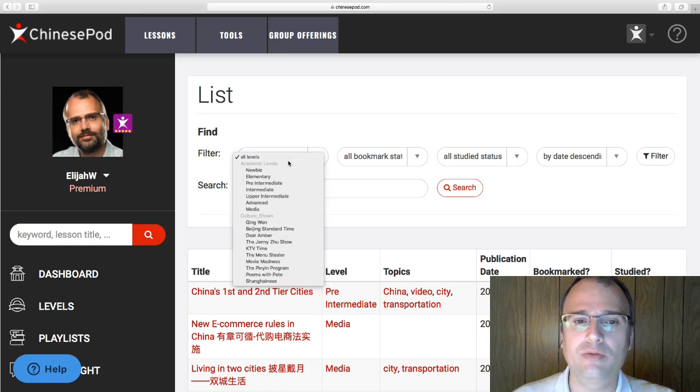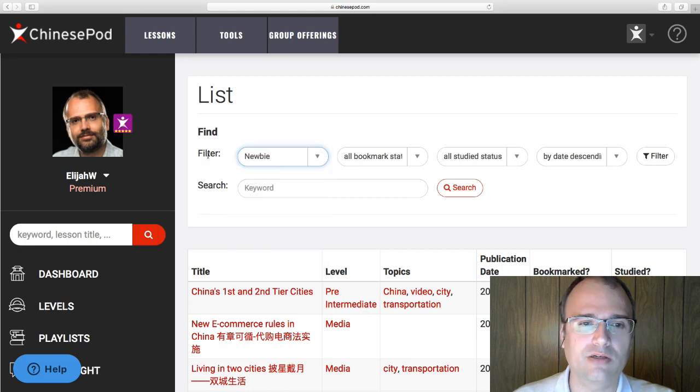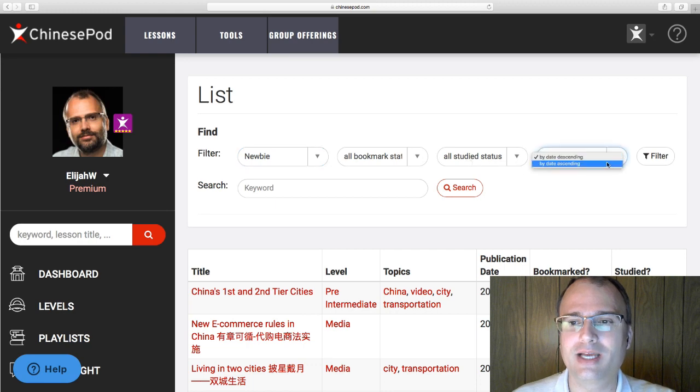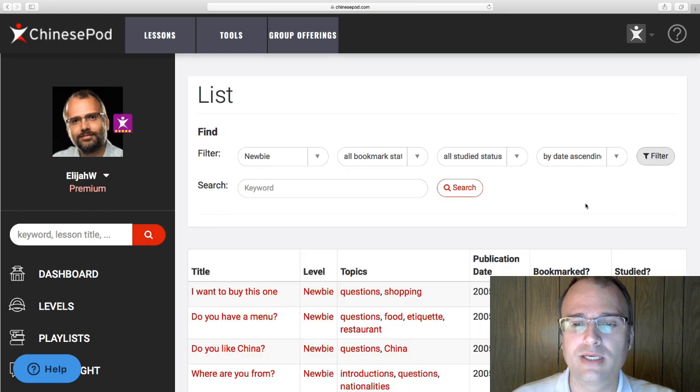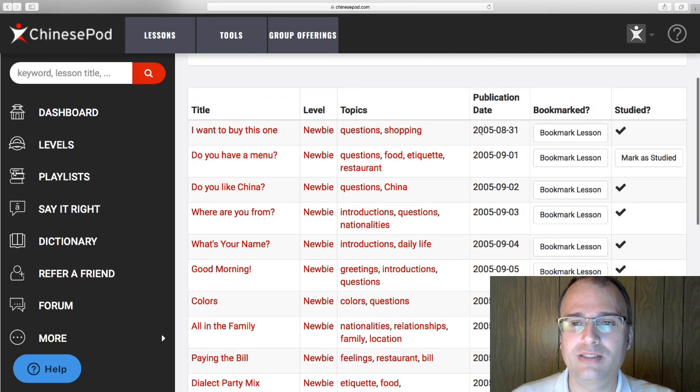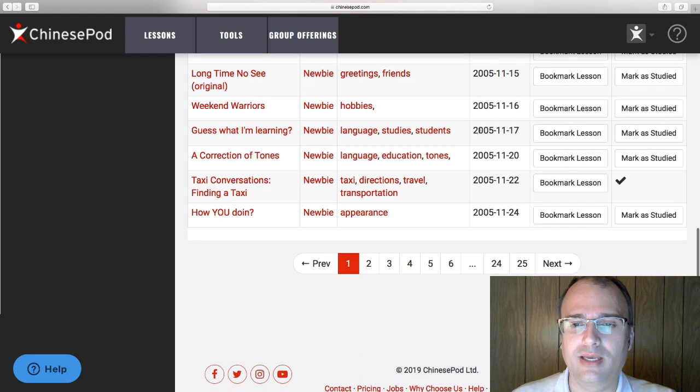So let's say I'm a newbie. I'll select newbie here under filter: newbie, all bookmark status, all studied status, date descending. I change that to ascending. So all newbie, starting with the oldest. And what I'm looking at here is the publication date. And I scroll down to the bottom.